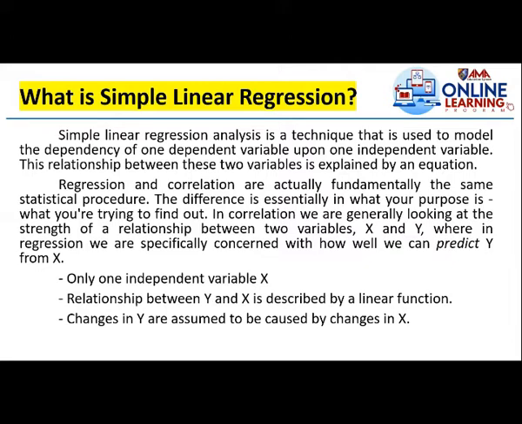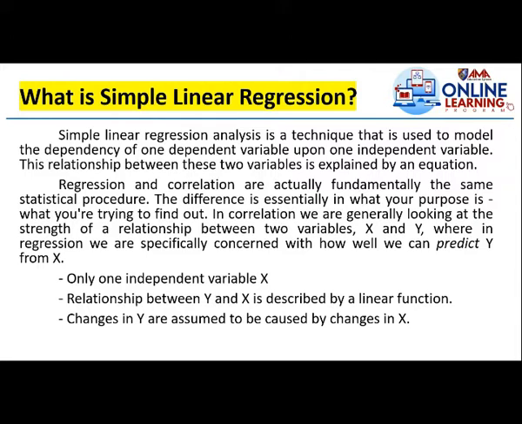So, in other words, with linear regression you will create an equation from the ordered pairs given. Regression and correlation are actually fundamentally the same statistical procedures, because you get the R, the summation of X, summation of Y, summation of XY, summation of X squared, summation of Y squared. The same. But the difference between them is essentially your purpose, what result you want to get.